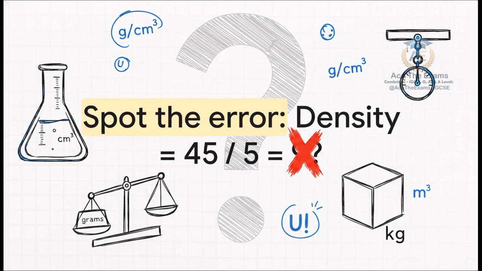Take a real close look at this calculation. Density equals 45 divided by 5 equals 9. Seems mathematically flawless, right? Well, writing this down in an exam is a painful mistake that instantly nukes your marks. It's a devastating grade boundary risk. Why? Because there are absolutely 0 units. Without grams per cubic centimeter or kilograms per cubic meter, that 9 means literally nothing to an examiner. It's just a floating number and it scores you a 0.